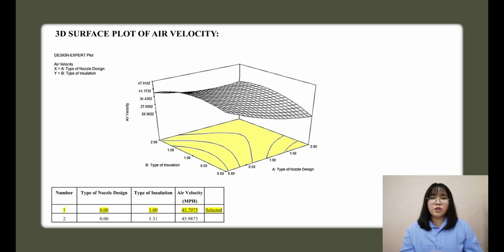Figure on the left shows the 3D surface plot for the factors type of nozzle design and type of insulation with response to air velocity. It can be observed that the highest air velocity is obtained when the type of nozzle design is 0 and the type of insulation is 1. This also indicates that the type of nozzle design is the chrome nozzle, while the type of insulation is the wedge foam. Thus, this can also be considered as the best possible combination of factors that is able to achieve the most desirable output response, which is the maximum air velocity at an approximate value of 45.7975 miles per hour, according to the solution 1 suggested in the table below.